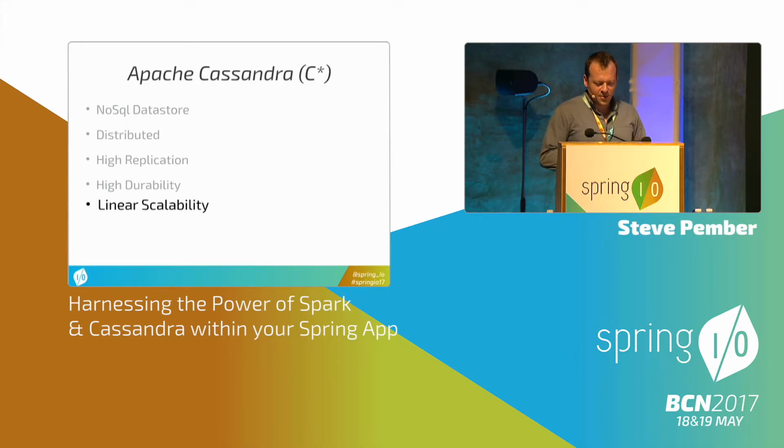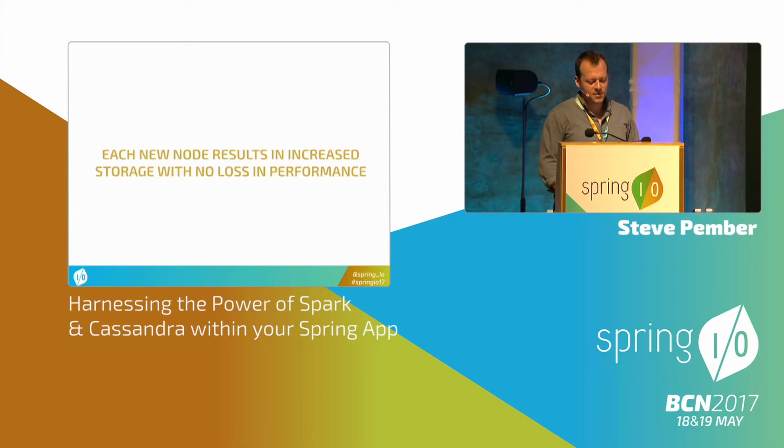Another big factor, and the reason why we went with Cassandra, is because it offers linear scalability in terms of performance. And what that means is that each new node that you add to that cluster results in an effectively linear increase in performance. You've increased your storage space by the capacity of that node with no loss in query performance. And again, the data location is deterministic.